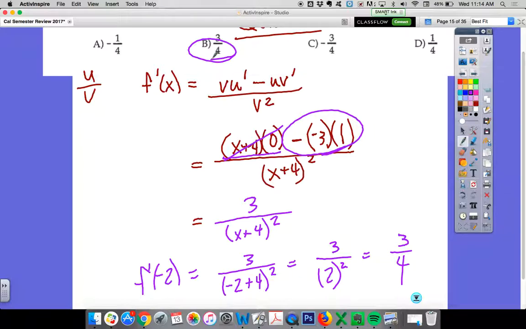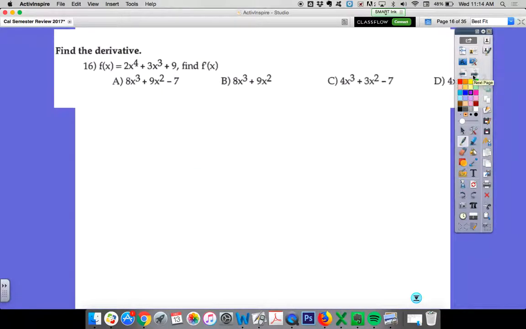Got another question. Oh, hold on. The next one? No. You just got to know it for this one. Oh, I think so. Okay, but you just got to know the quotient rule, because I'm not sure that it's stuck in your brain.